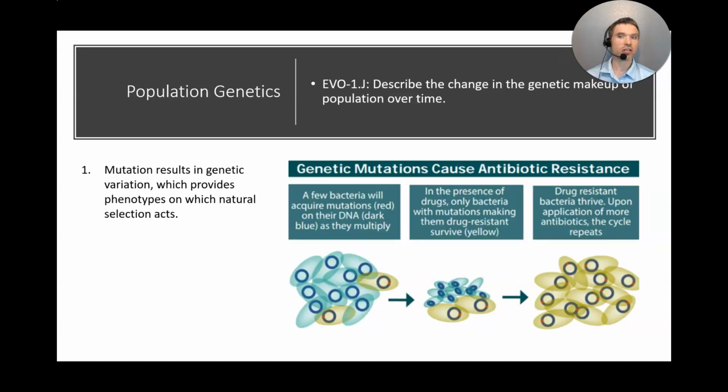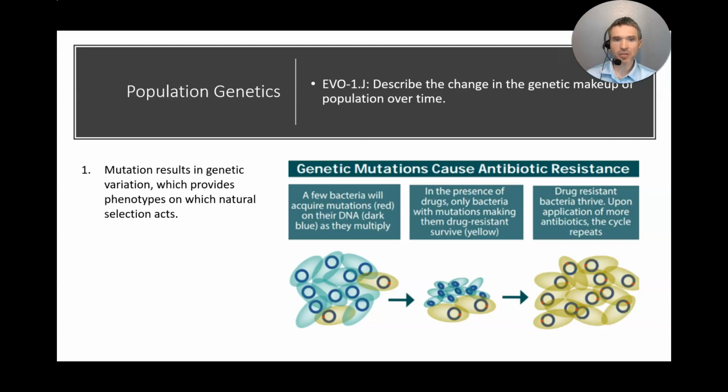Certain mutations in genetic variations may provide phenotypes on which natural selection acts. And the best example of this is antibiotic resistance. So on the left-hand side there, we have a population of bacteria. These bacteria may be in your gut. And by random chance, some of these bacteria have a mutation that is resistant to the antibiotic. So imagine you're sick, you take an antibiotic, and the drug causes death of many of the bacteria in your gut.